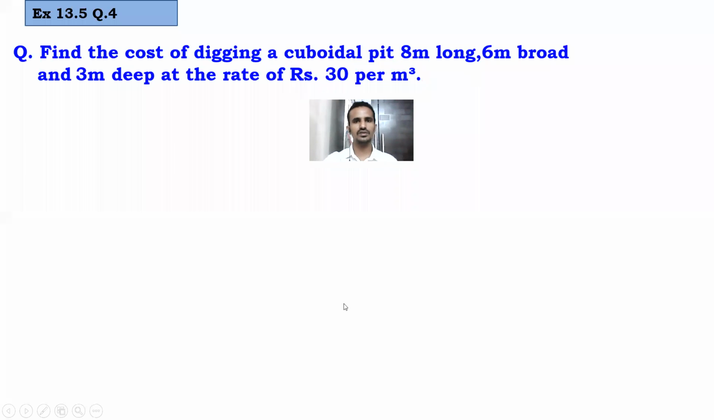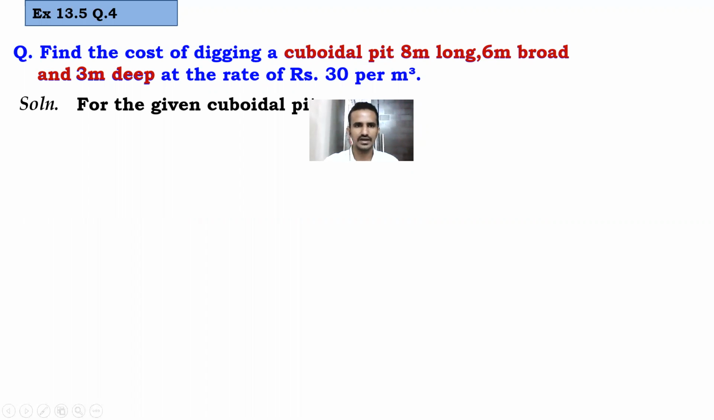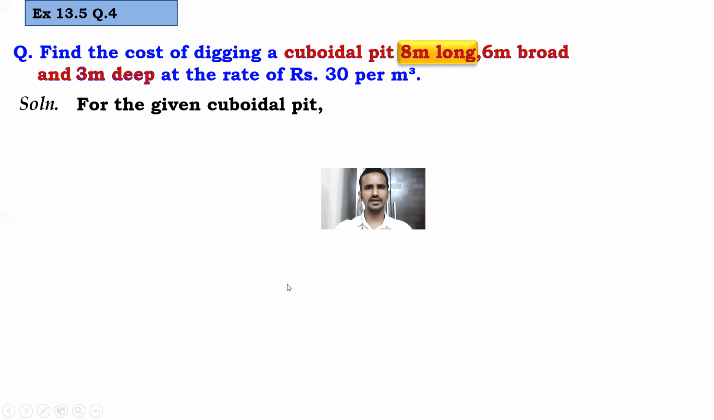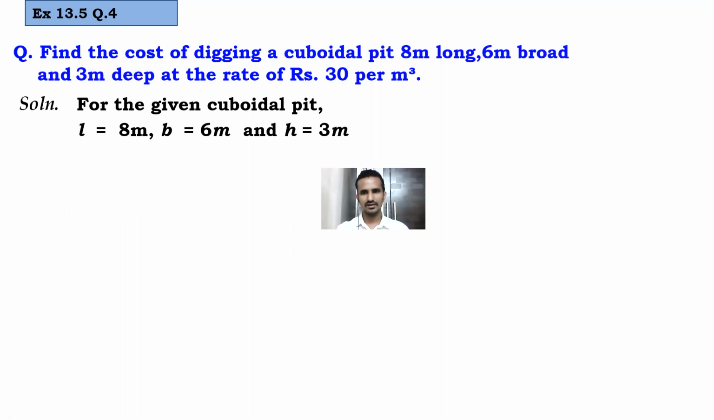So just note down the information. We have length, breadth, and height. All three are given. Here the word depth is used, deep. It is the same as height in the case of a pit. So just write down. For the cuboidal pit, L is equal to 8, B is equal to 6, and H is equal to 3. So I think you have understood this.